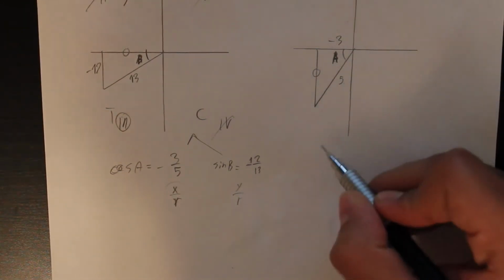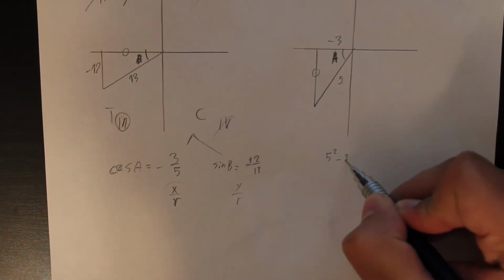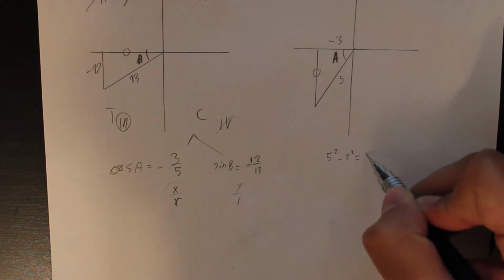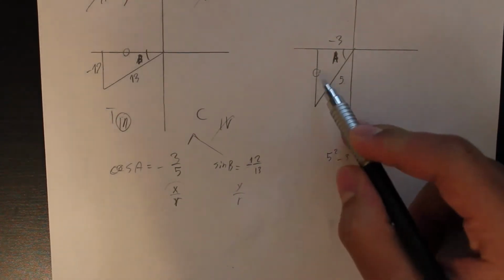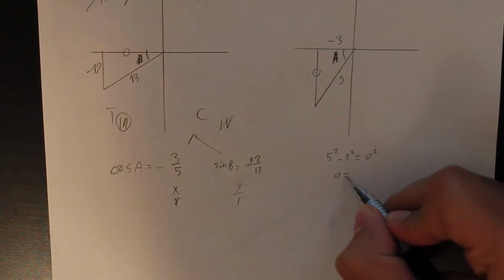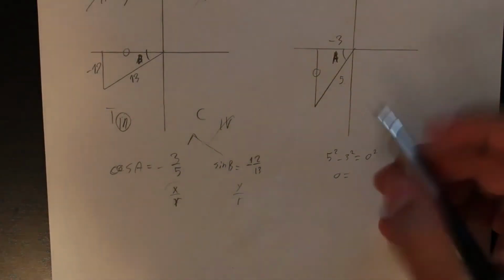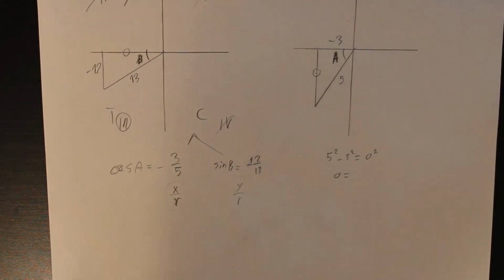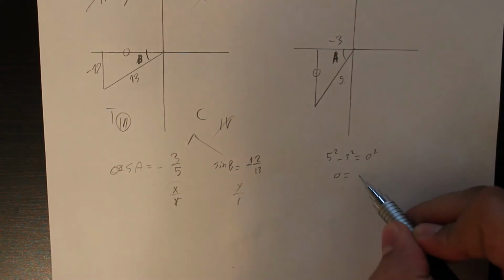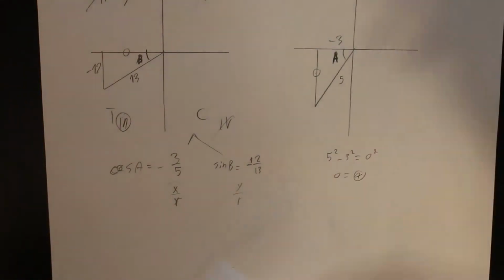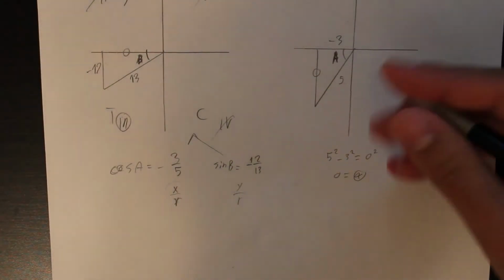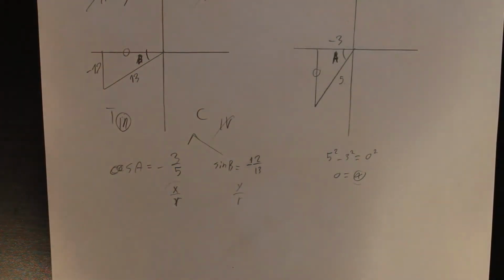So if this is the hypotenuse, 5 squared minus 3 squared equals, let's call it O squared, because O. And then if you punch the numbers in, this is 9, this is 25, 25 minus 9 is 16, so the square root of 16 is 4, because it can't be negative, it can't be a negative triangle, so it has to be positive, so it's 4.